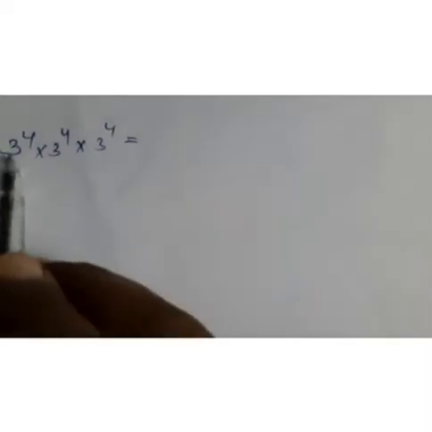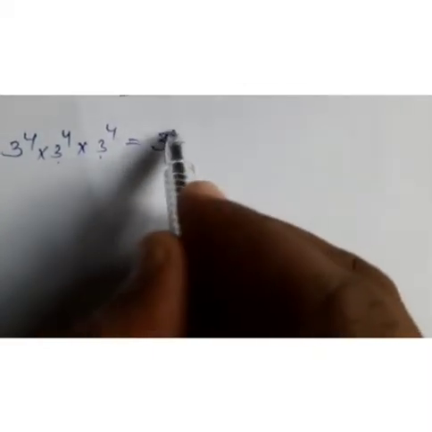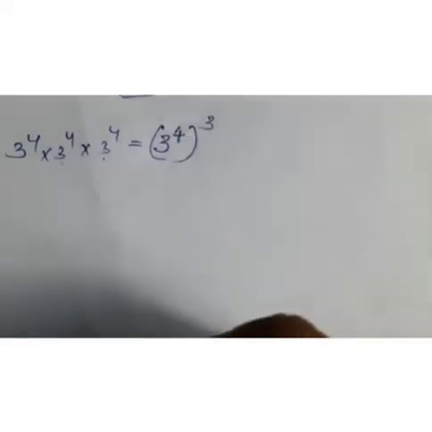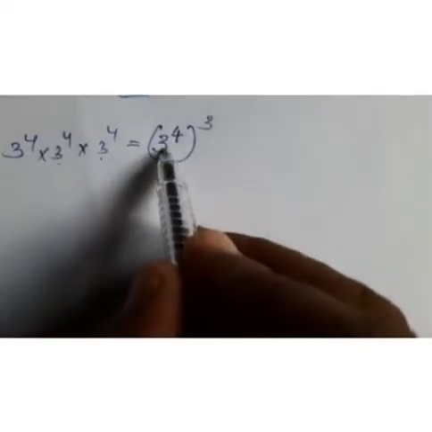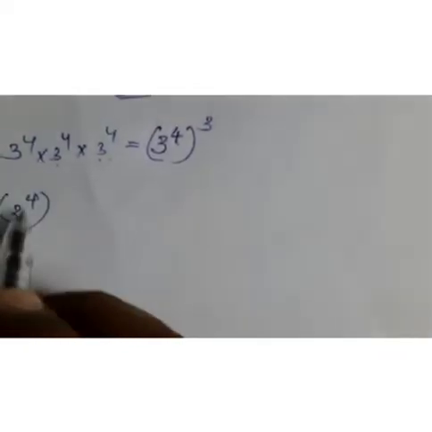See this one. 3 raised to 4 into 3 raised to 4 into 3 raised to 4. How will you write this one as powers of powers? 3 raised to 4, how many times? 3 times. So 3 raised to 4 should be multiplied 3 times. So you can write as the power of powers. Then see the value: 3 raised to 4 raised to 3.